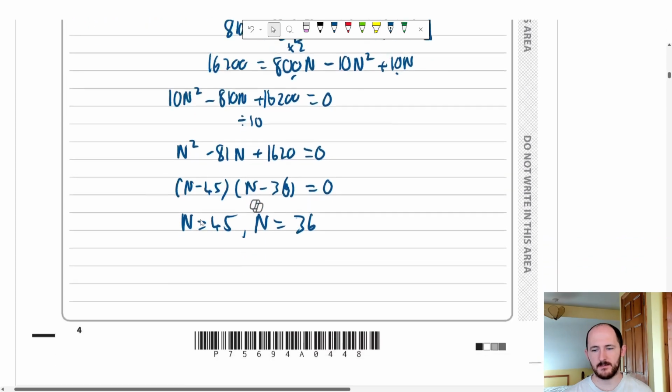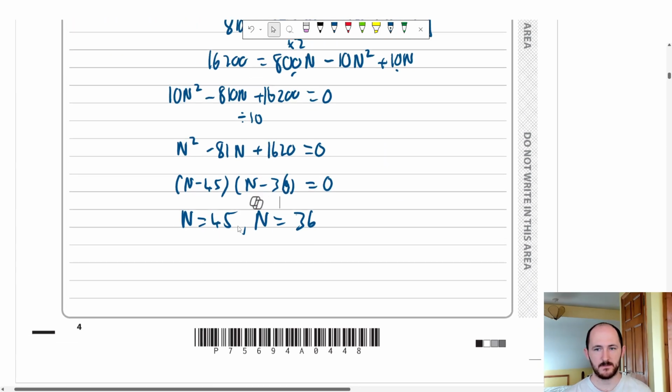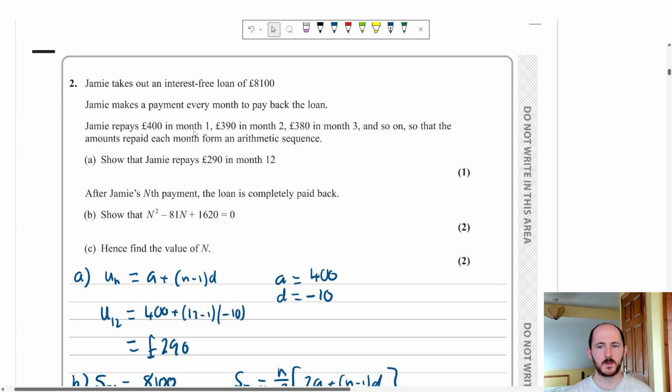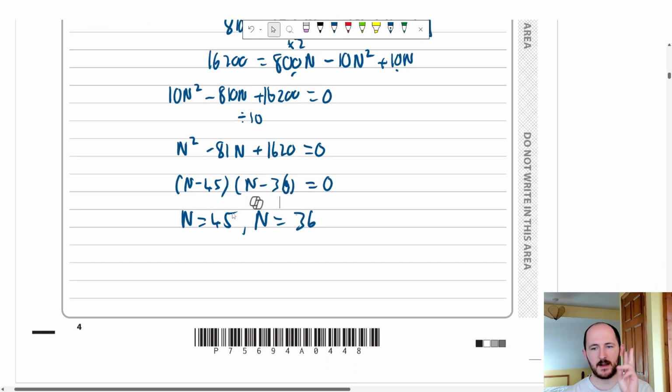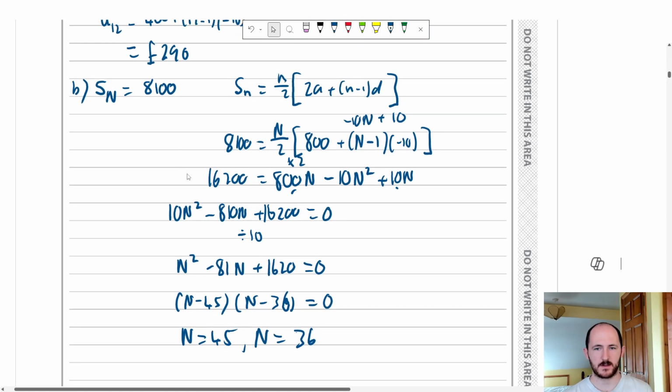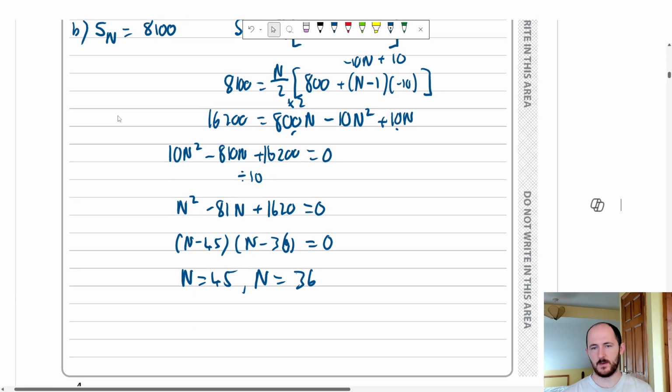Now the question is, why do we get two answers, right? That's kind of a big question. Well, if we have a look at this, because we're minusing 10 every single time, then there's going to be two values of n where we actually reach the total of 8,100. Because we're going to go past 8,100, then we're going to go back down again. So what do I mean by that?